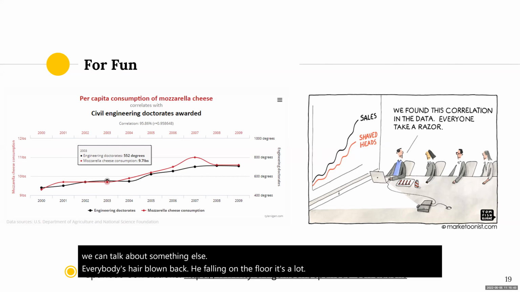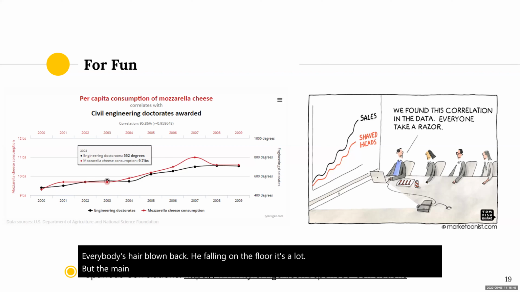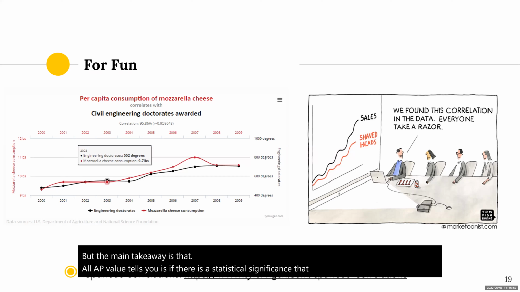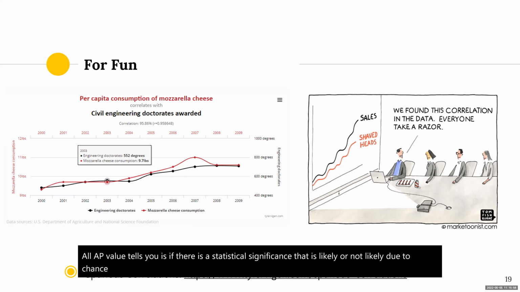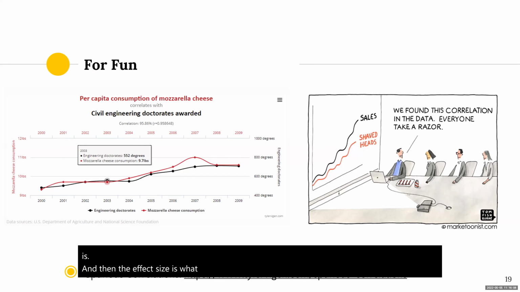But the main takeaway is that all a p-value tells you is whether a result is likely or not likely due to chance. The confidence interval is a range of values around what the researcher thinks the truth is. And then the effect size is what will give us a notion of whether this actually matters in the real world.